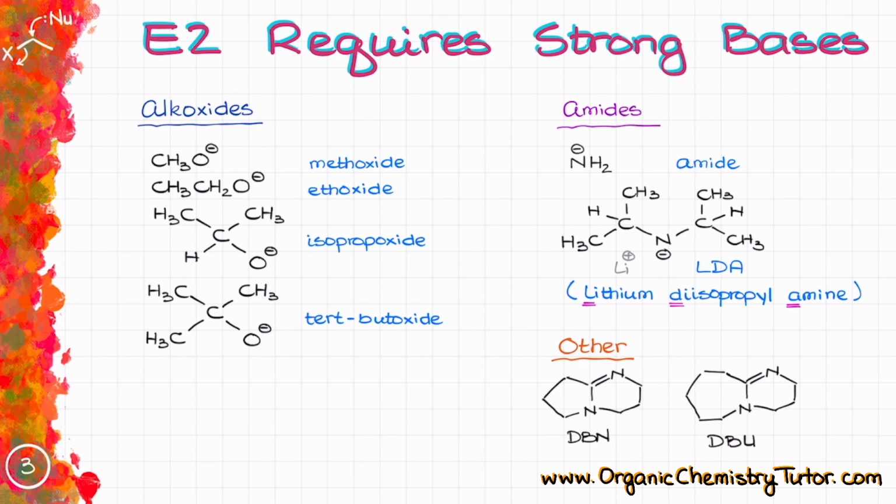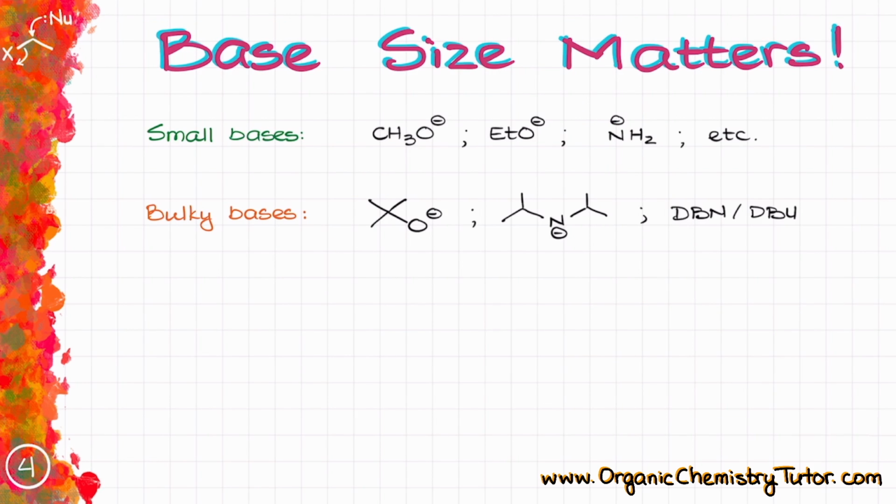Finally, we're also going to occasionally come across some exotic bases like DBN or DBU, which stand for diazabicyclononene or diazabicycloundecene correspondingly. Make sure you copy all of these bases down, as it's really important for you to know what our typical strong bases look like and be able to recognize them once you see them in a reaction. So here is another important thing about our bases. The size indeed matters. So we're going to split our bases into a small and a bulky category.